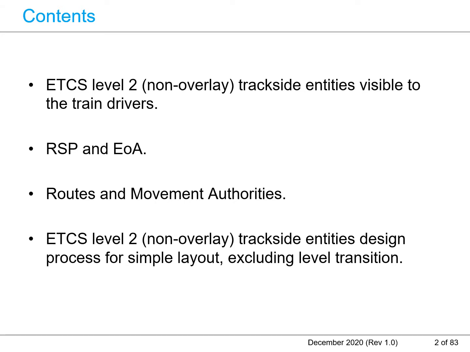The contents of this learning module begin with explaining the entities on the trackside that are visible to the train drivers in the ETCS Level 2 non-overlay area. Non-overlay means there is no trackside signal, indicator, AWS, or TPWS when the trains are operating in ETCS Level 2. Then, there are a couple of sections explaining the differences of RSP and EOA terminologies, comparing the routes and the movement authorities.